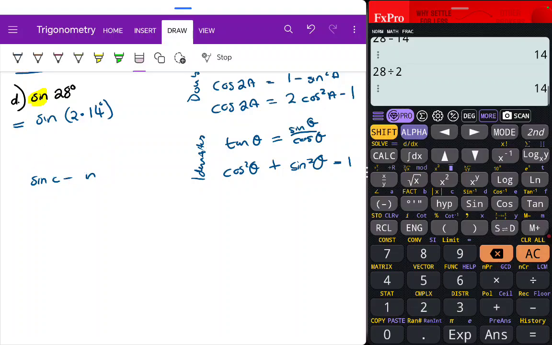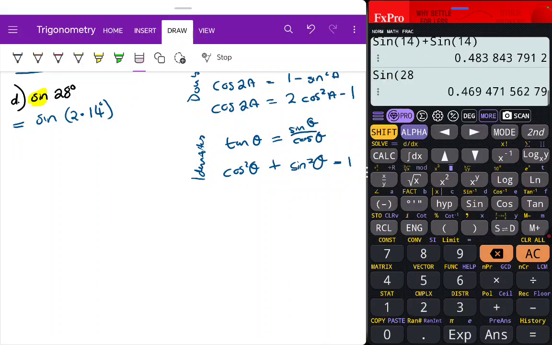So let's have a look here. What do I mean by that? If I said sine of 14 plus sine of 14, let's put our bracket in there, we get that answer, versus sine of 28. Not the same thing. Can you see that? 0,483 versus 0,469. Not the same thing.